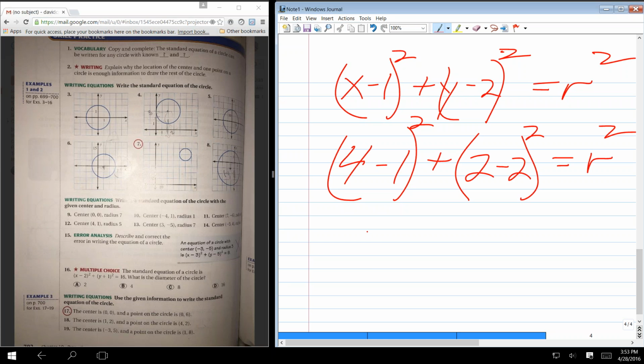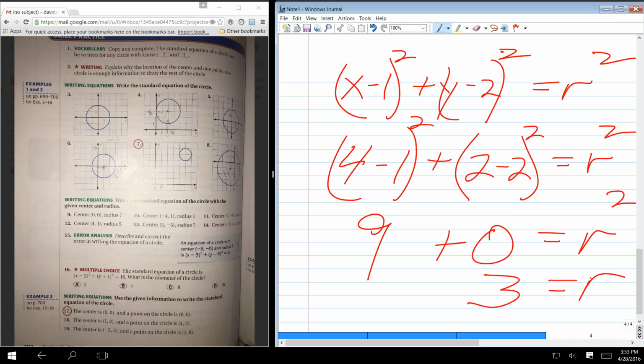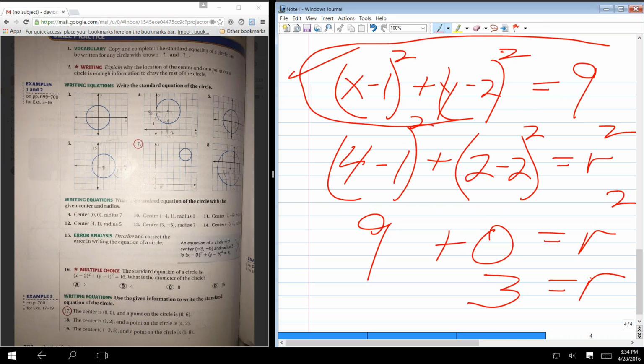So what do I get? 3 squared is 9 plus 0 equals r squared, so r has to be 3. Now, go back into as much of the formula as you had based on the initial, and just substitute 9 here. That's our answer.